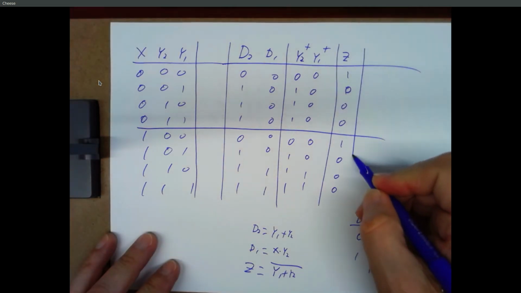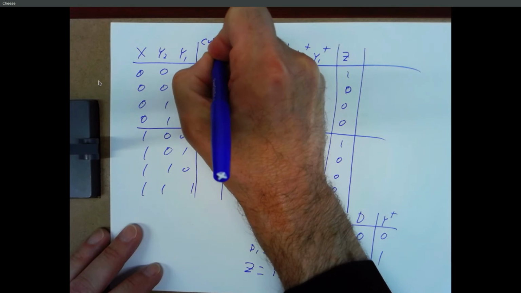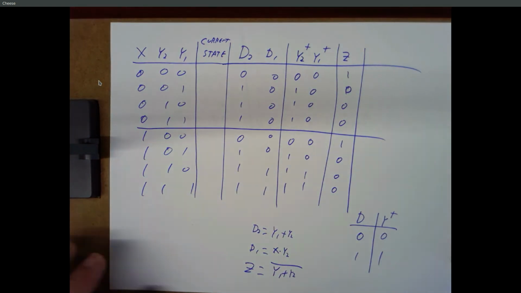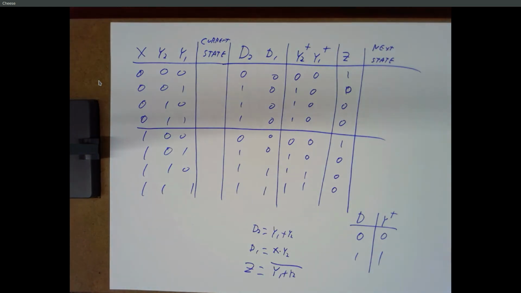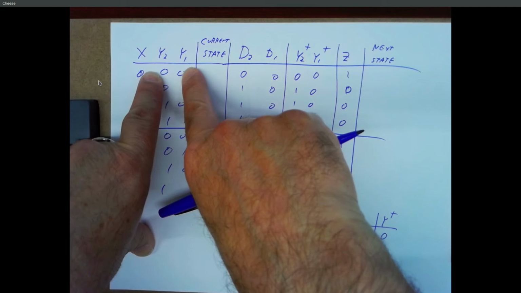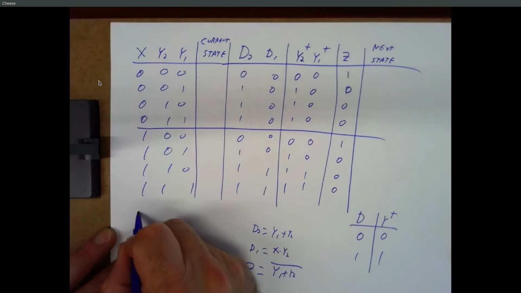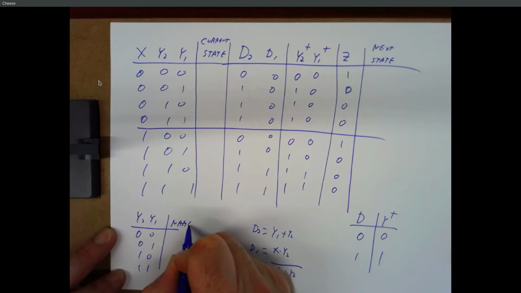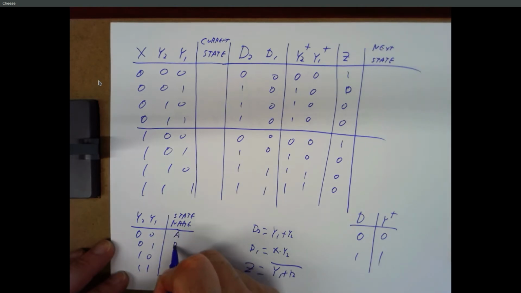So let's add one more column over here to the right of Z. And this first column over here that we left space for, let's label that current state. And then a new column to the right of Z, let's label that next state. And now we want to come up with names for our 4 possible states, right? Our states are Y1, Y2 equals 0,0, 0,1, 1,0, or 1,1. We're going to come up with some sort of name for those, and an easy name might just be A, B, C, D. But whatever you choose to call it, make a table that shows the possible values of Y2 and Y1. And then let's just make a column called state name. And I'm just going to go with A, B, C, D, but you can call it whatever you like.